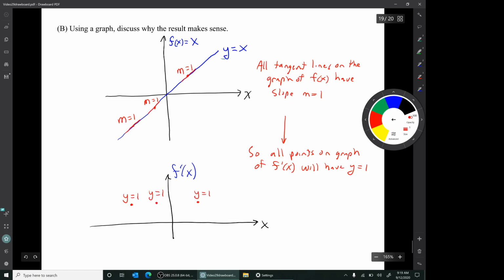So at each of those x values where the original graph has a tangent line that has a slope of m equals 1, correspond to, on the graph of f prime of x, at those same x values, the y value of f prime of x is 1. So that means that the graph of f prime of x is going to be a line with equation y equals 1. That's why when f of x equals x, f prime of x equals 1. So that's using a graph to discuss why our result makes sense.